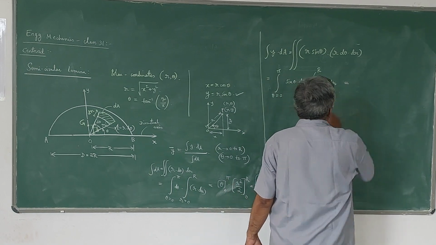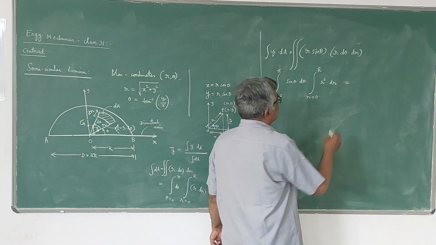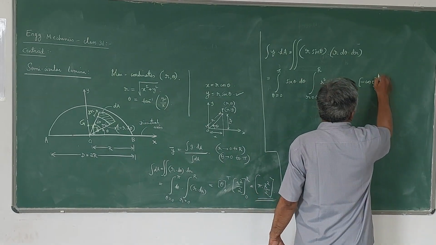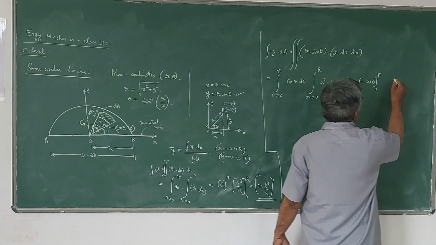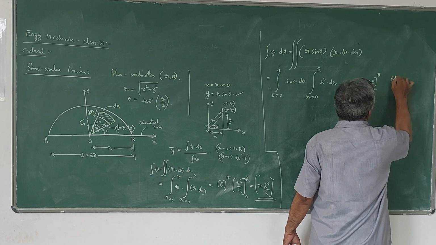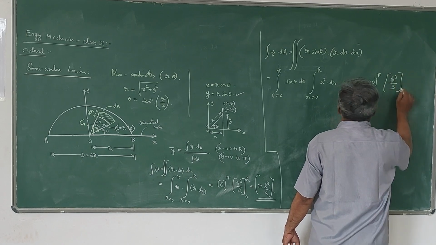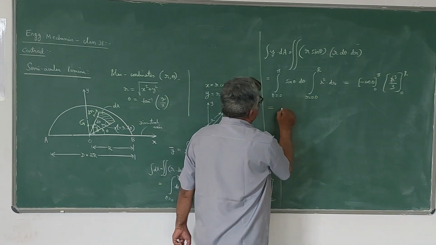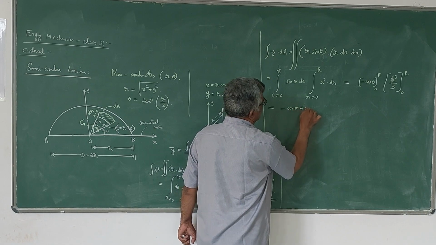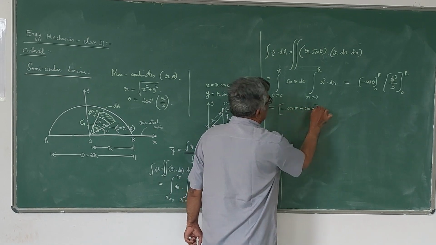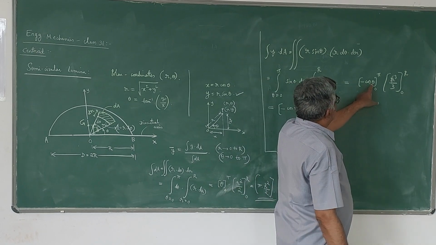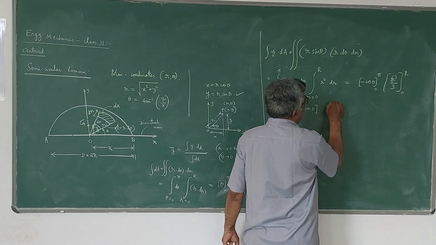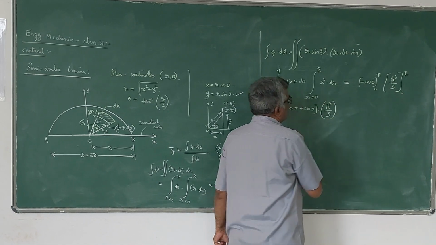Integration of sin theta with respect to theta is minus cos theta, between the limits 0 to pi, and integration of r square is r cube by 3, with limits of integration 0 to capital R. Now you substitute the upper limit and lower limit: minus cos pi plus cos 0. So minus cos pi is minus of minus 1, and cos 0 becomes plus 1. Into here, if you integrate, it is r cube by 3 because the lower limit is 0.